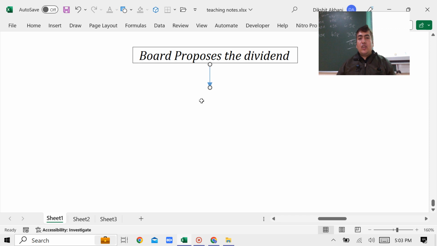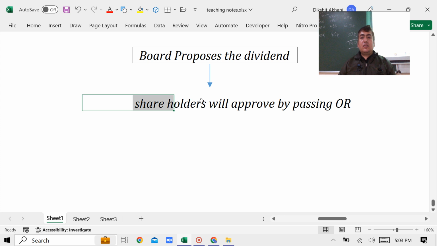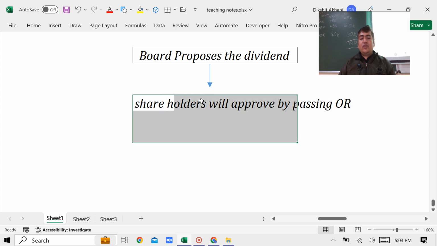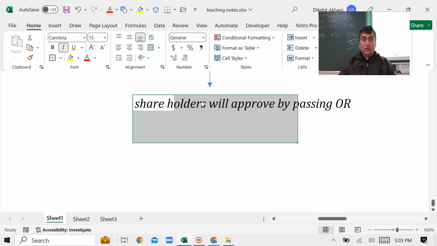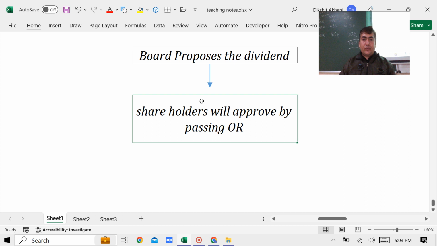Shareholders will approve it by passing an ordinary resolution. And guys, once it is passed by ordinary resolution, what will it become? Can I say it will become declared dividend? And at this stage it becomes a liability of the company.